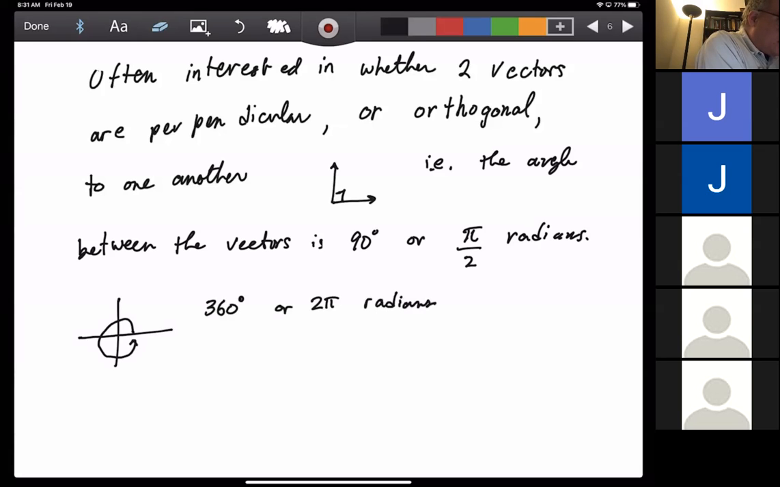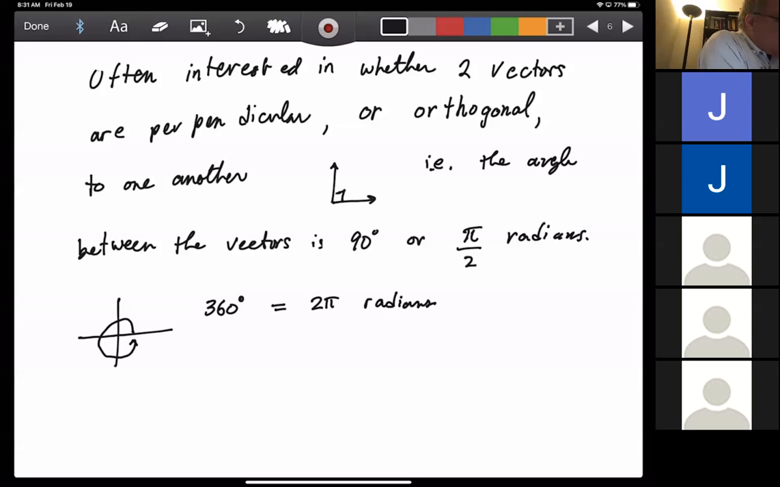Okay, so there's a conversion factor. 360 degrees is equal to 2 pi radians. So if you have something in degrees and you want to convert to radians, you can do that, and vice versa, of course.